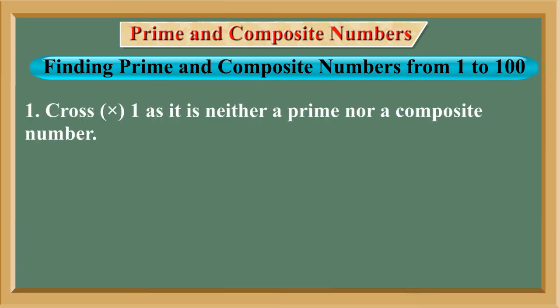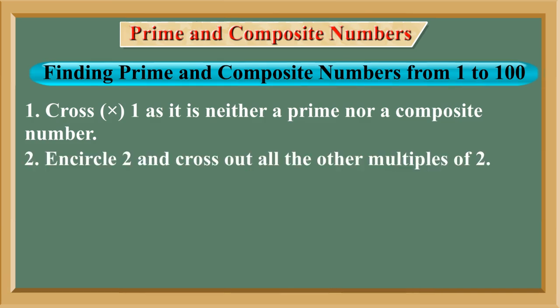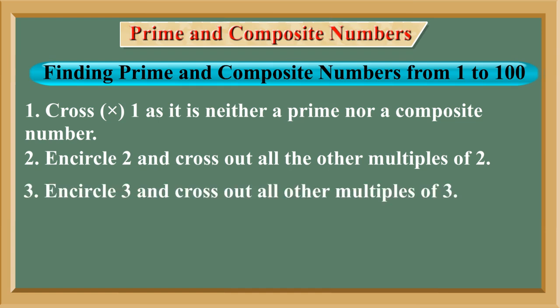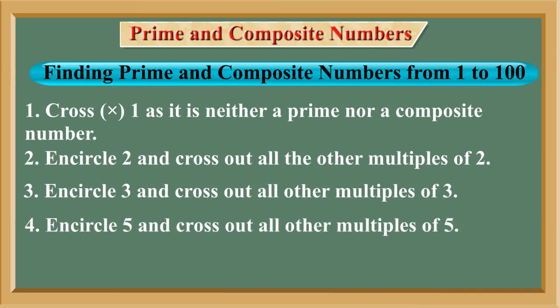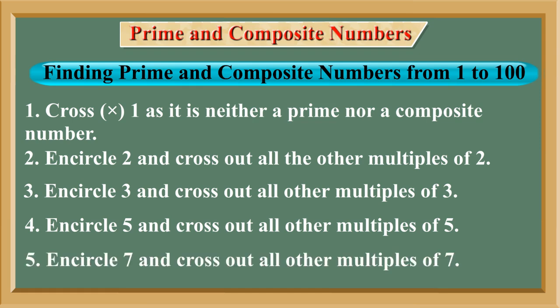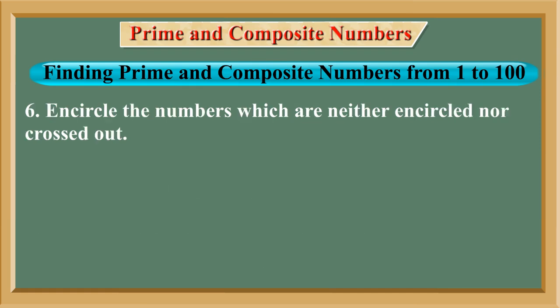1. Cross out 1 as it is neither a prime nor a composite number. 2. Encircle 2 and cross out all the other multiples of 2. 3. Encircle 3 and cross out all other multiples of 3. 4. Encircle 5 and cross out all other multiples of 5. 5. Encircle 7 and cross out all other multiples of 7. 6. Encircle the numbers which are neither encircled nor crossed out.